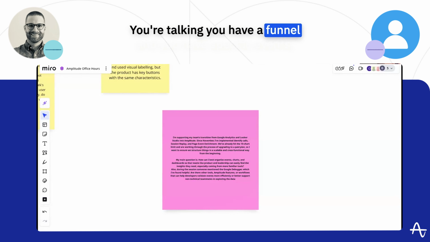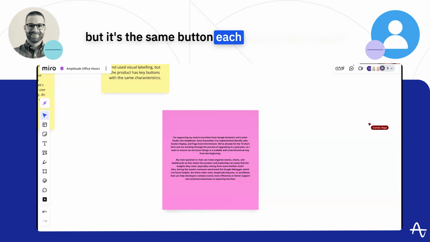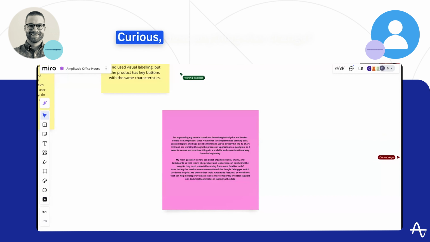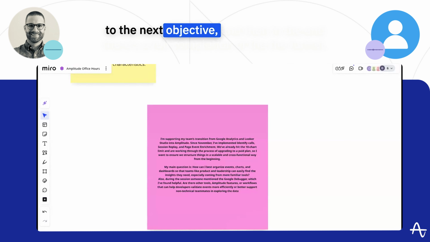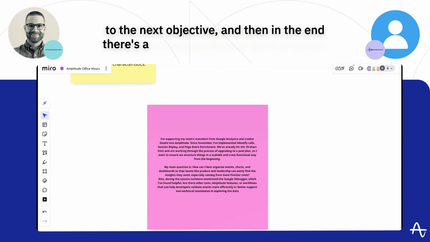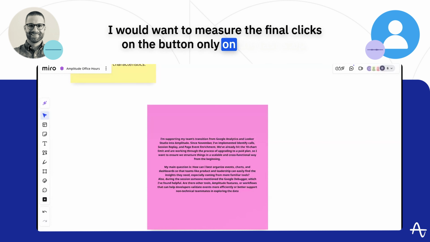You're talking about a funnel with specific events, but it's the same button each time in that event. Yeah, that's it. Curious, does anything else change? Any state changes, path changes? Yeah, it's the same path. It's a page where we go step by step to the next objective. And then in the end, that's the full completion of the funnel. I would want to measure the final clicks on the button only on the last step.